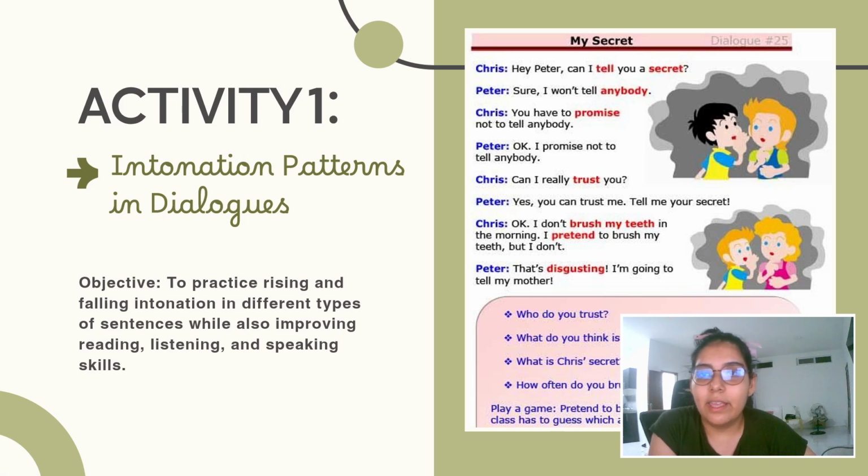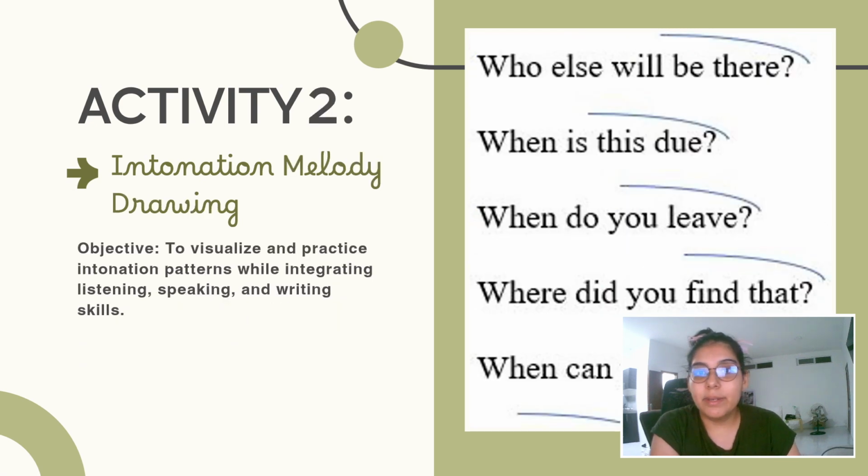The integration in this activity: in listening, listening to the dialogue recordings; in speaking, practicing and performing the dialogues; in reading, the dialogue script; and in writing, their own dialogues to practice intonation. Now, in activity 2, we have intonation melody drawing. The objective is to visualize and practice intonation patterns while integrating listening, speaking, and writing skills. Materials: sentences, written on the board or a paper.